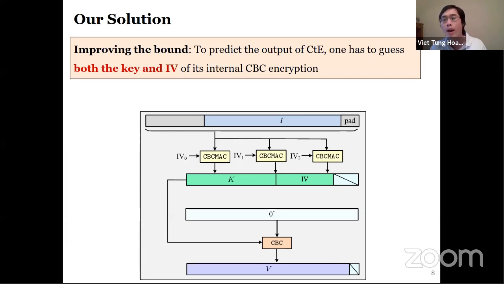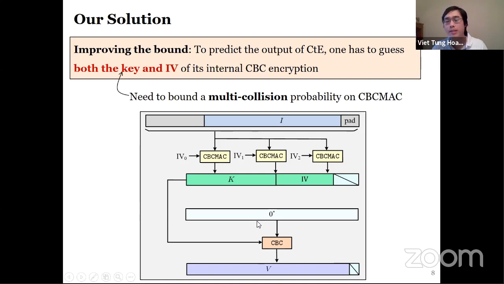To improve the bound quality, we observe that if you want to predict the output of CTE, because it is basically a CBC encryption output, you need to predict both the key and IV of CBC encryption. And in order to bound this unpredictability, it translates to bounding a multi-collision probability on CBC-MAC, which is quite challenging.